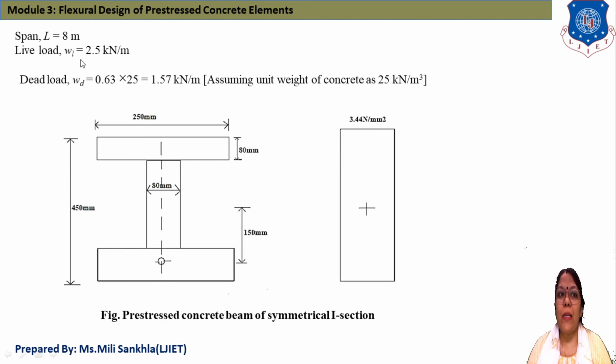Live load WL is already given, that is 2.5 kilonewton per meter. Now we find out the dead load. Dead load is equal to our self weight, that means the area we found, 0.63, which is the total area of our I section, the summation of flange plus web, multiplied by the density of concrete. In this example the density of concrete is not given. If it is not given in the data, then simply assume that the density of concrete is equal to 25 kilonewton per meter cube. Later on we discuss the stress distribution diagram.